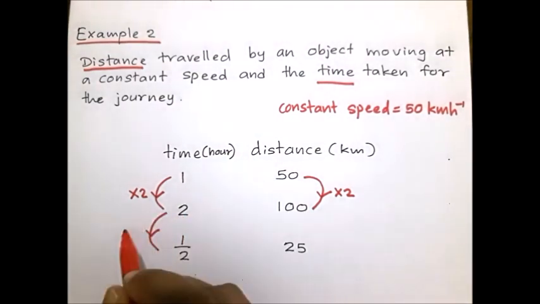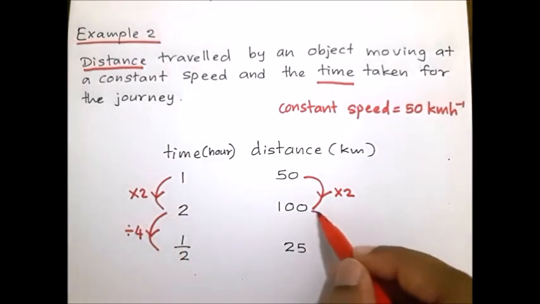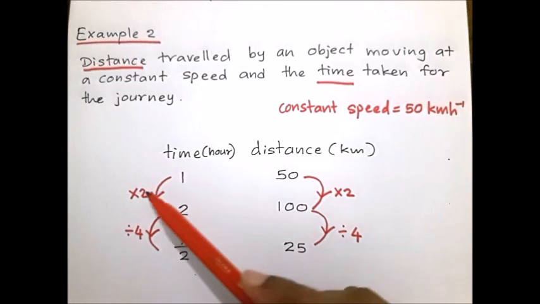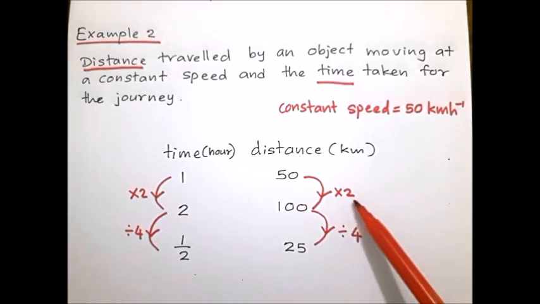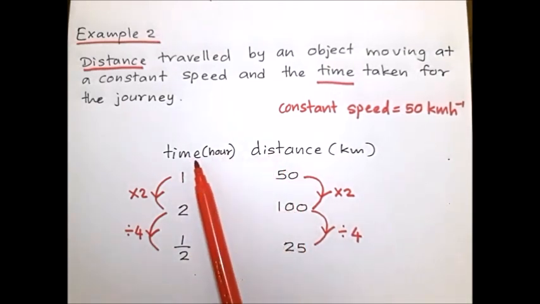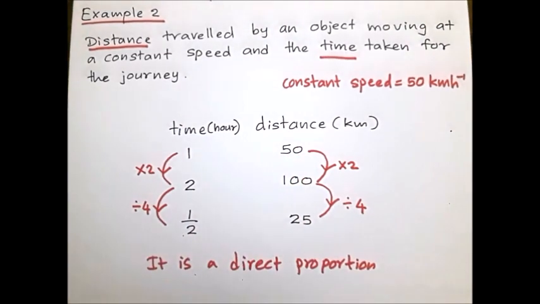Here I am going to divide this by 4. 2 divided by 4, it is half. Then 100 divided by 4 is equal to 25. Now look here. If time increases, distance also increases in the same ratio. The ratio is 2. If time decreases, distance also decreases in the same ratio. The same ratio is 4. Now we can say these two quantities, time and distance, are directly proportional. It is a direct proportion.